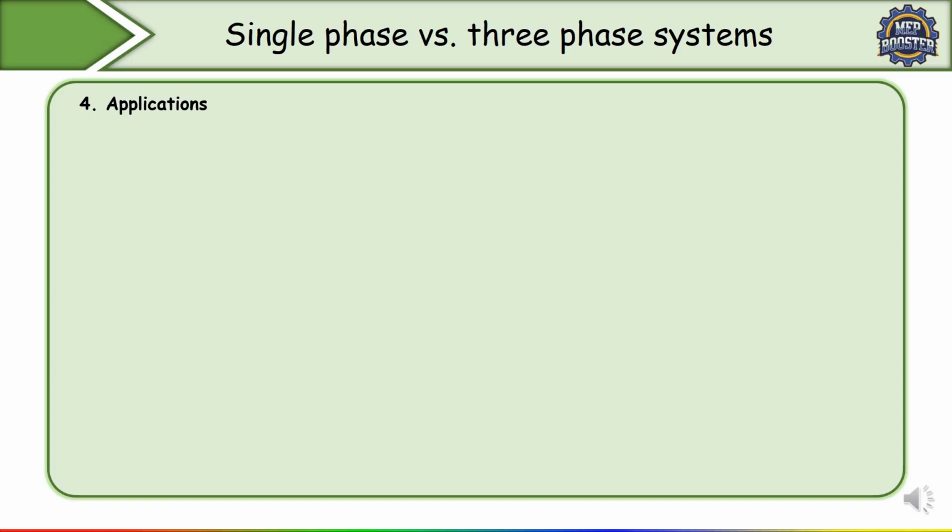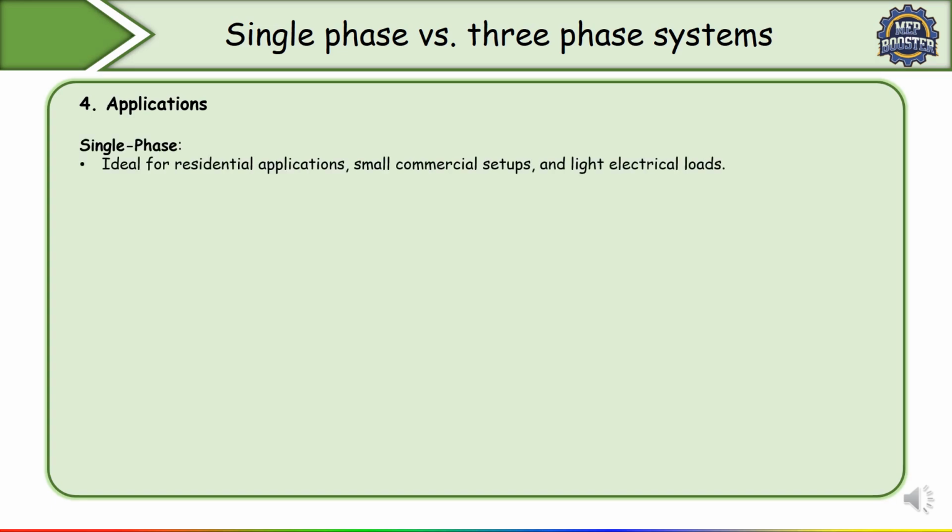Next, let's see the applications where we have to use the single phase and three phase systems. In that, the single phase system is best suited for residential use, small offices or light commercial settings. Why? The reason is, these environments typically require less power and do not have heavy duty electrical loads. For example, lighting, heating, appliances.